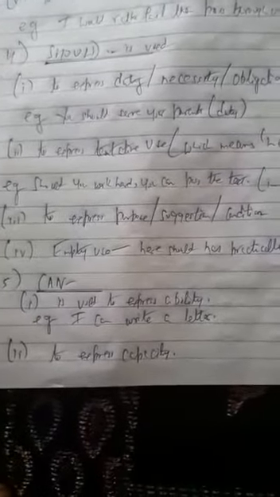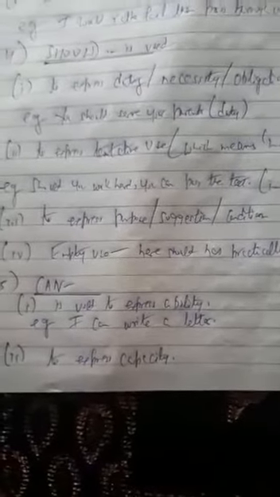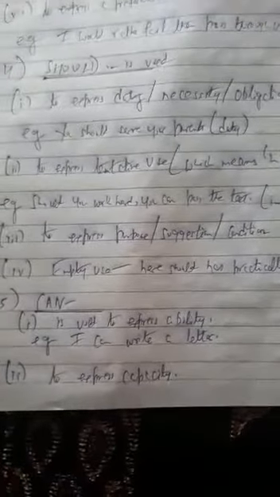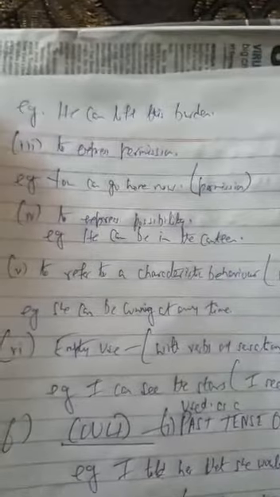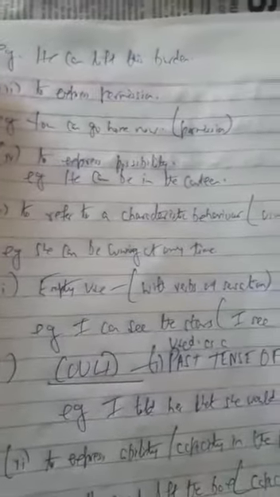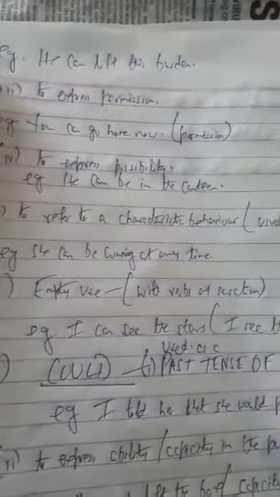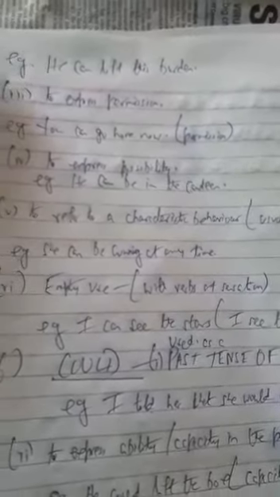The next modal is can. So can is used to express ability. Example, I can write a letter. The next is to express capacity. For example, he can lift this burden. Next is to express permission. Example, you can go home now. So that is a permission.